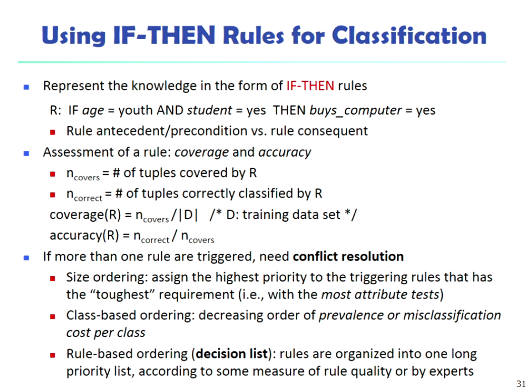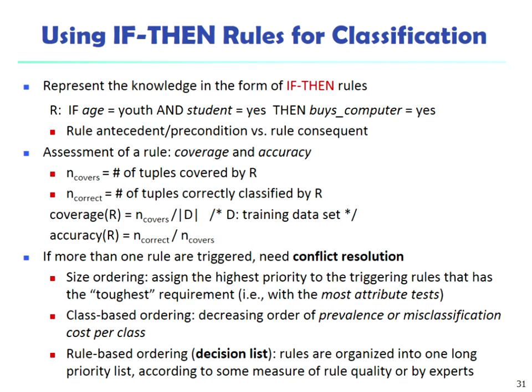So rule-based classification. Using if-then rules for classification. Represent the knowledge in the form of if-then rules. So for example, if age equals youth and student equals yes, then buys computer equals yes. And here there are some assessments of a rule, the coverage and accuracy.